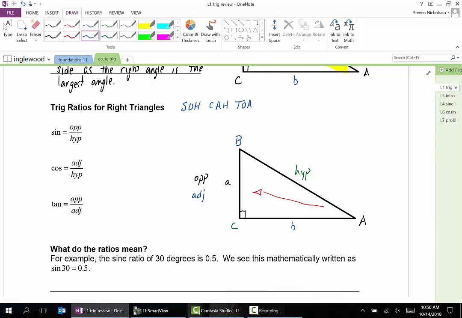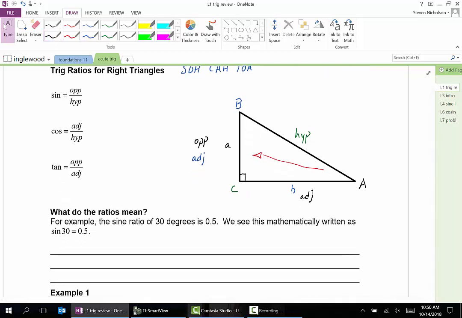Usually I find determining the opposite's the easiest one. So this is what I mean about relative. Side A changes with our vocabulary depending on what angle you're looking at. When we look at side little b, relative to angle A, this one is adjacent to angle A. But relative to angle B, this side is opposite angle B.